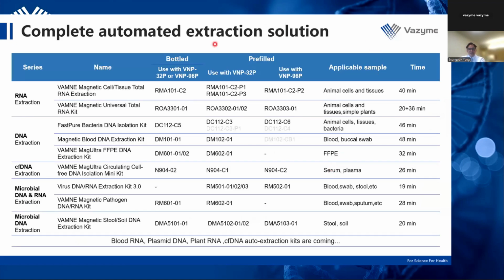So this slide shows the full range of automated extraction kits that work with VMP32 and 96. So they cover different sample types and targets, including RNA extraction and DNA extraction, cfDNA, microbial DNA and RNA, and even environmental samples. And you can choose between bottled reagents or pre-filled plates, depending on your system and workflow.